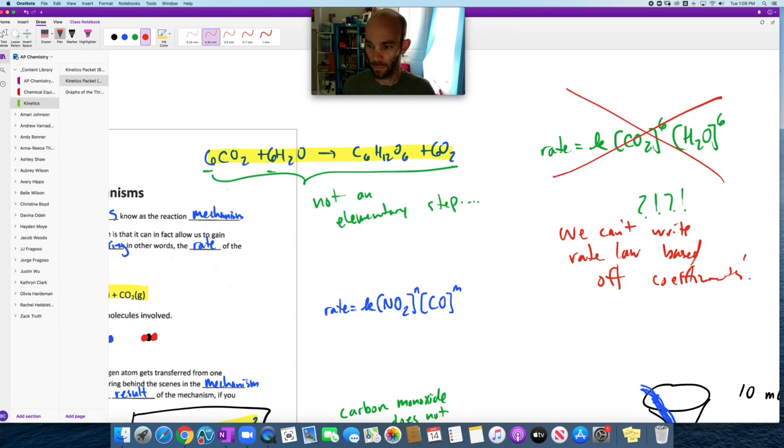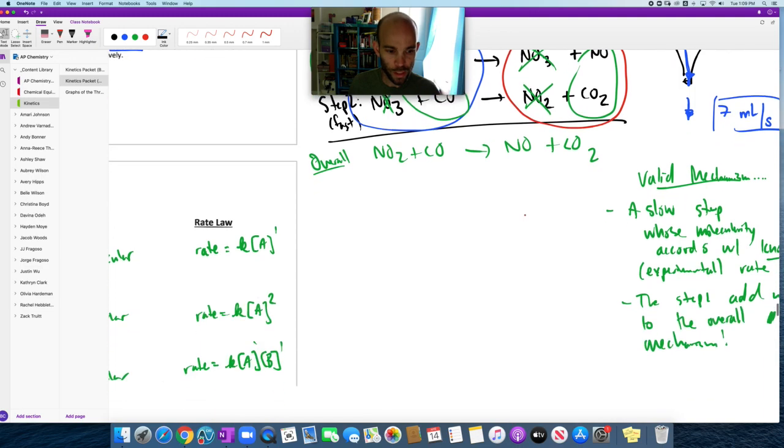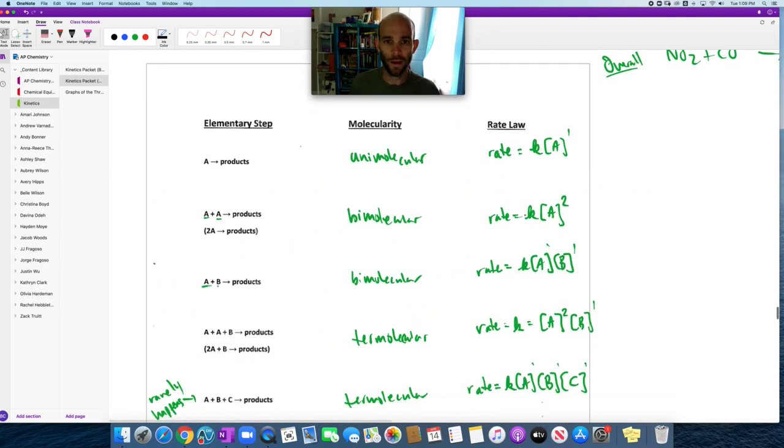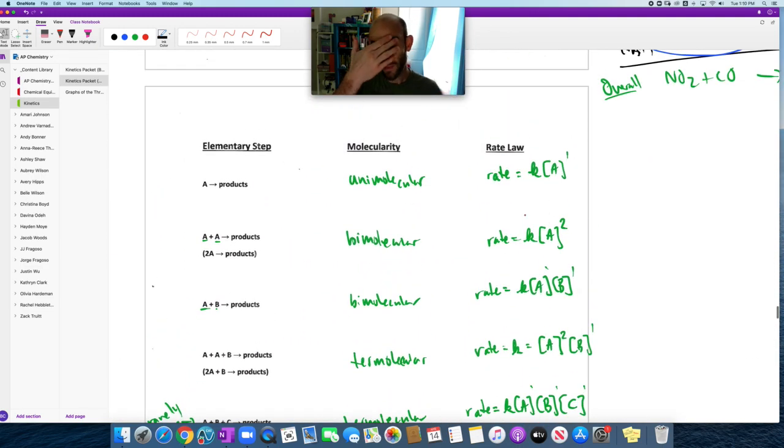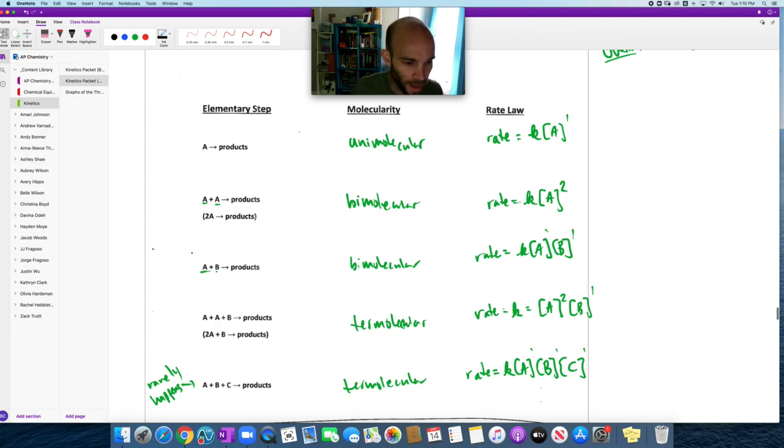Okay? But if it is an elementary step, then it actually is the molecules that need to collide. And because of that, we actually can write their rate laws based off of their molecularities. The reason for that is fairly simple. I think the best one to explain, the easiest one for me to think through is this one. Why would the rate law be first power A and first power B?